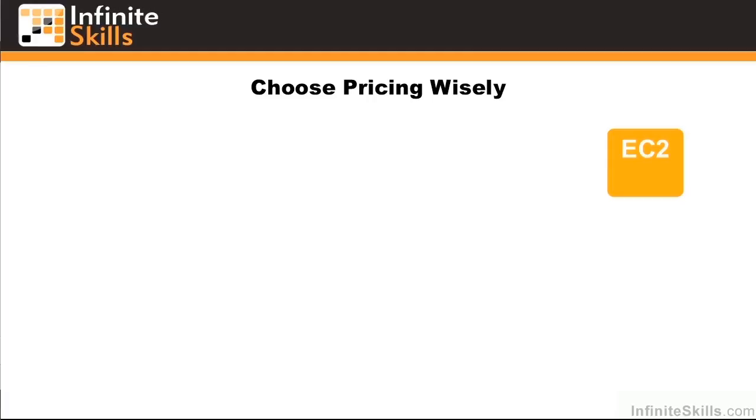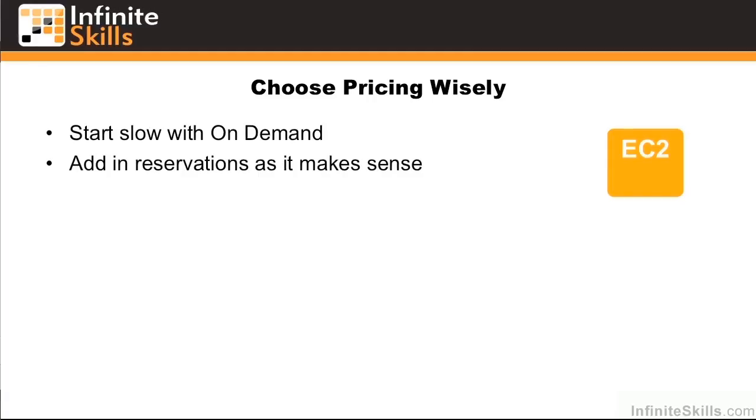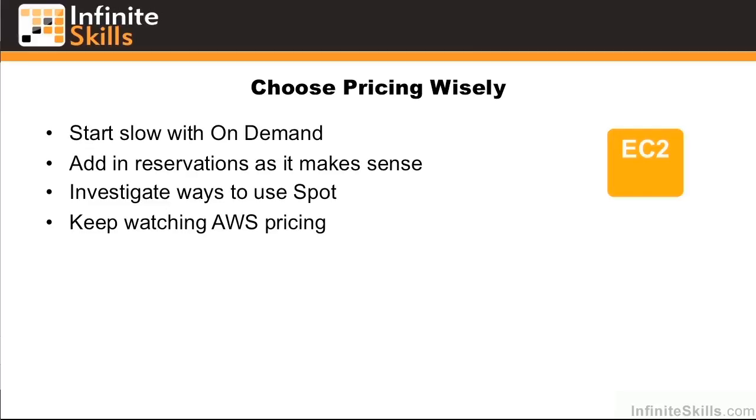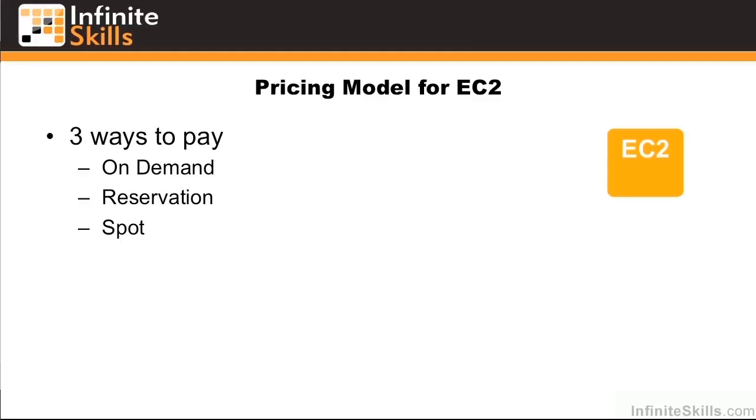Make sure you choose your pricing wisely. Start slow with on-demand, add in reservations as it makes sense, investigate ways that you can leverage Spot because the savings are significant, and keep watching AWS pricing. Keep recalculating the cheapest option and adjust as time goes on. Again, this presentation was covering the pricing model for EC2 and the 3 ways to pay, with on-demand, reservations, and Spot.